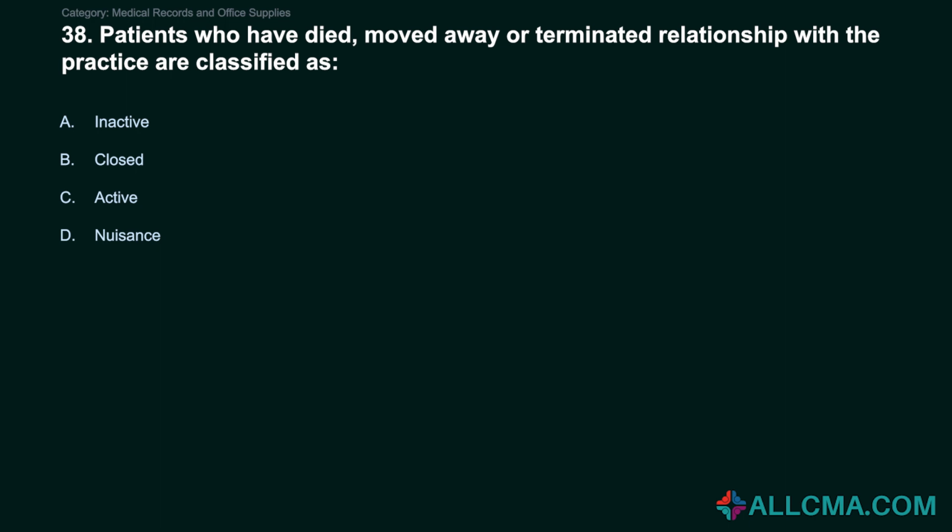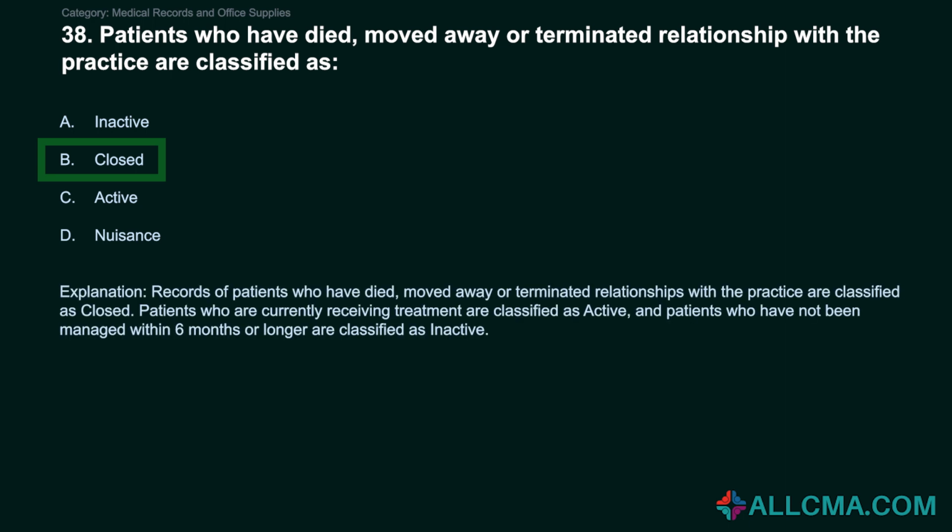38. Patients who have died, moved away or terminated relationship with the practice are classified as: A. Inactive. B. Closed. C. Active. D. Nuisance. Correct answer, B. Closed. Records of patients who have died, moved away or terminated relationships with the practice are classified as closed. Patients who are currently receiving treatment are classified as active, and patients who have not been managed within 6 months or longer are classified as inactive.